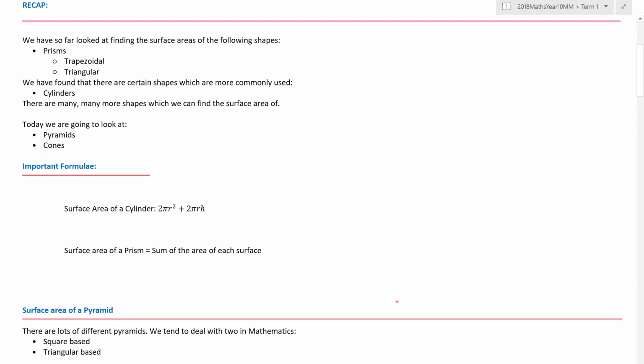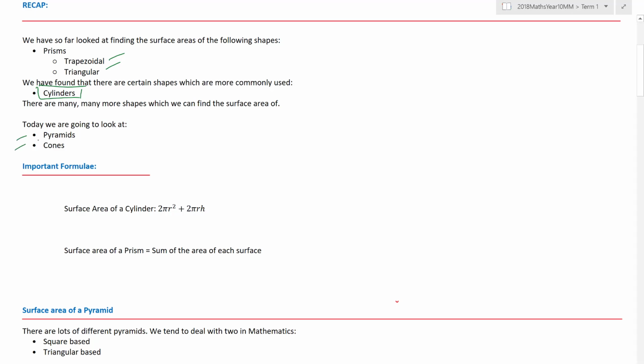Recap always important, all right? In previous videos, we have looked at finding the surface area of prisms, both trapezoidal and triangular. We have found that there are certain shapes which are more commonly used. Now, I will be very, very clear here. Cylinders come up ever such a lot. We like cylinders. Our exam questions like cylinders. Today, we're going to be looking at pyramids and cones.